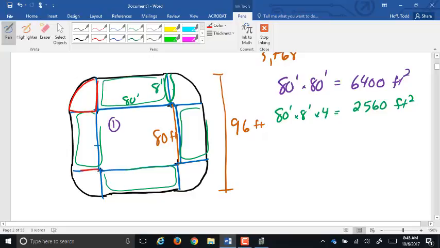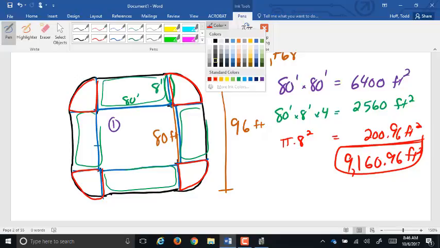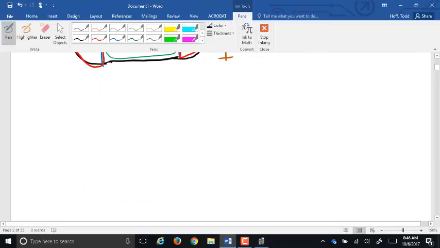Now then, these pieces here, each of them is a quarter circle, but I can put them together to make one full circle. There we go. So we've got pi times 8 squared is 200.96 square feet. So 9,160.96 square feet. So I want you guys to try one here.